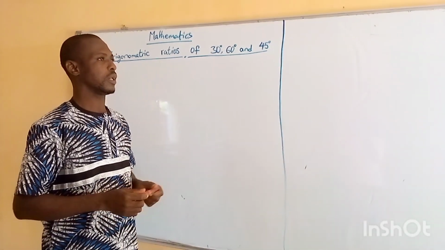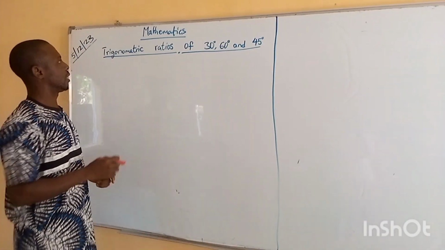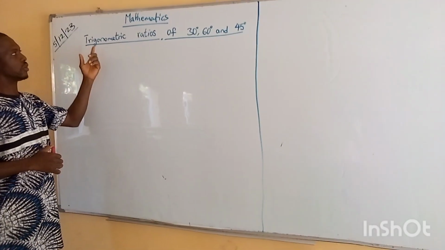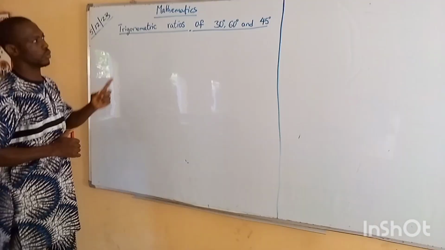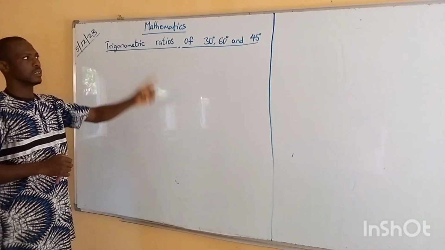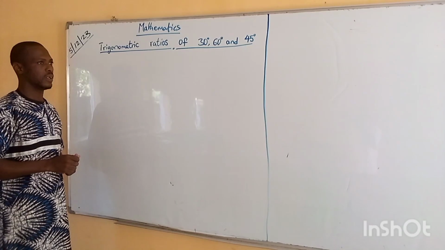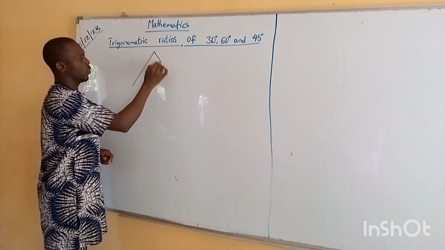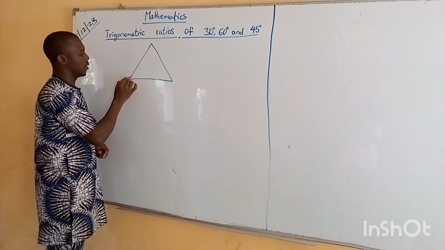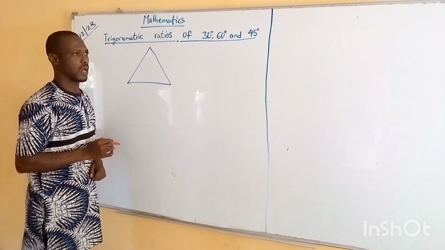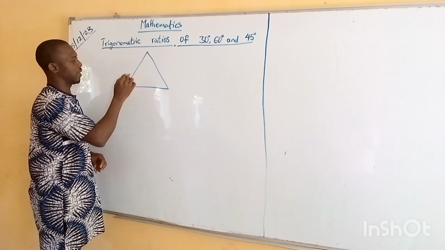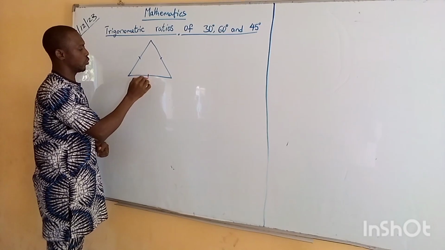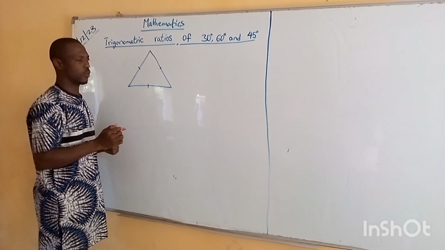Today we are going to be looking at a very important, interesting topic in mathematics: trigonometric ratios of 30 degrees, 60 degrees and 45 degrees. The equilateral triangle, where the three sides are equal, is used for this proof or explanation. An equilateral triangle is a triangle where the three sides are equal.